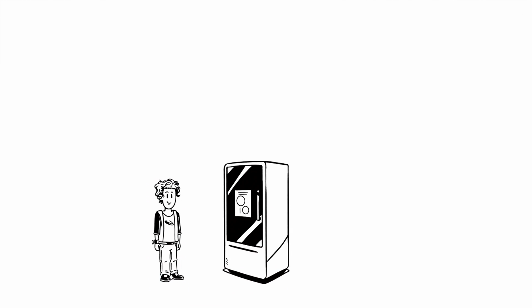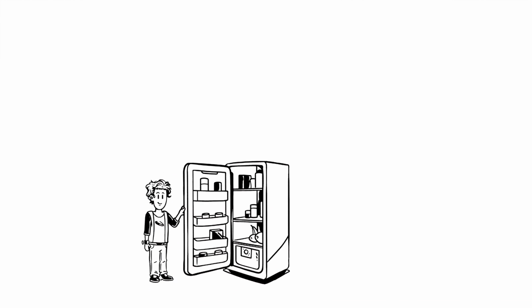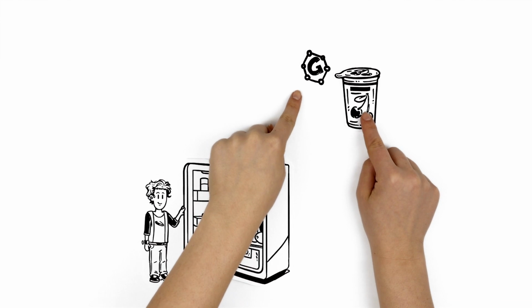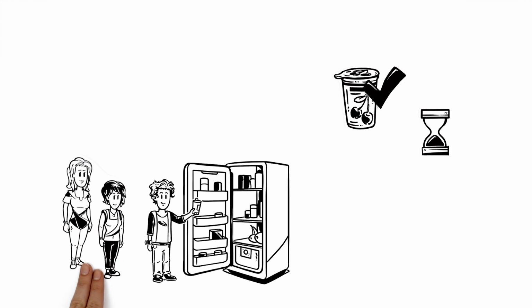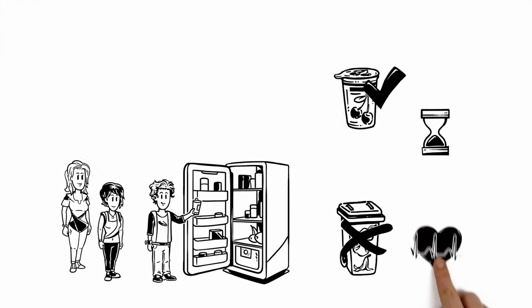At home, Josie's son Adam opens the fridge to have a snack. By a graphene tag integrated in the label of the yogurt, he can check if it's still edible, even though it passed the expiration date. That way, the family avoids wasting food without risking their health.